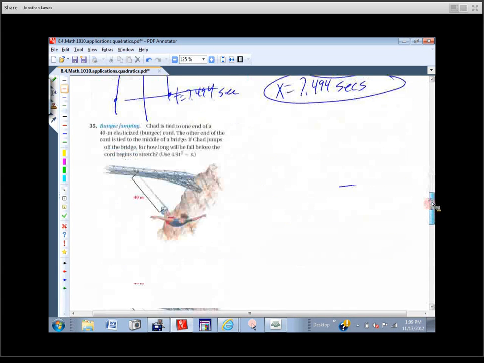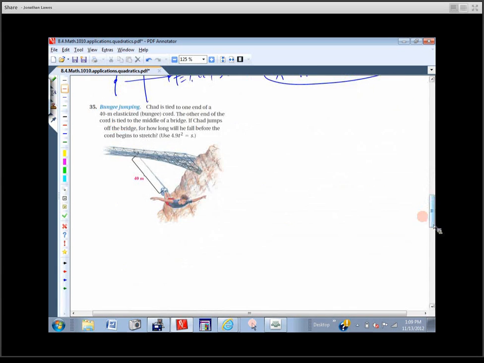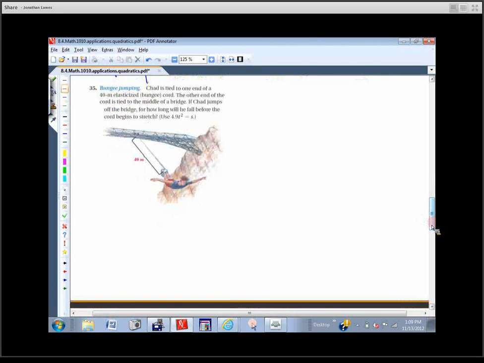Okay, and then let's take a look at this one right here. This is number 35. Bungee jumping. Chad is tied to one end of a 40-meter elasticized bungee cord. Okay? The other end of the cord is tied to the middle of a bridge. If Chad jumps off the bridge, for how long will he fall before the cord begins to stretch?